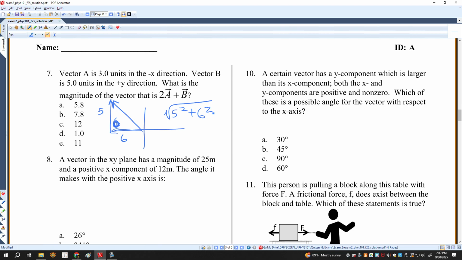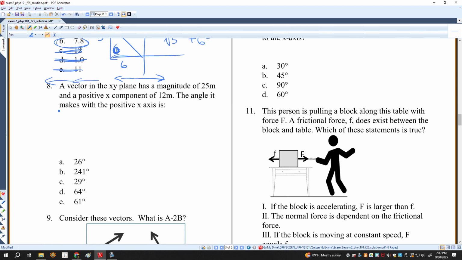No, it must be 7.8. Yeah, 7.8. Look, you could have gone through and gotten rid of some. You know it can't be 12. The maximum of 5 and 6 would be 11. It could be this one, but they'd have to both be in the same direction in order to get 11. It could be D, except they would have to be in opposite directions to get 1. So it's either A or B, and the answer is B.